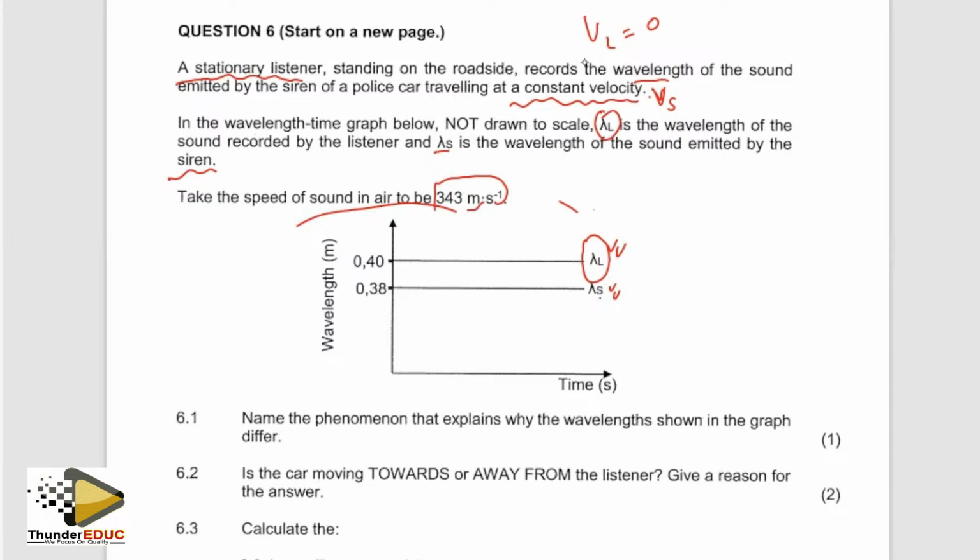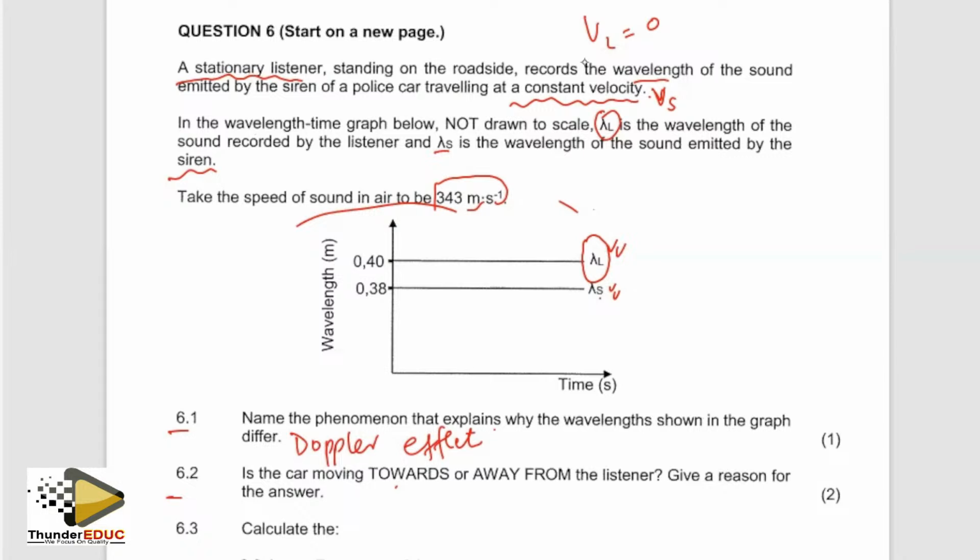All right, 6.1. Name the phenomenon that explains why the wavelength shown in the graph will differ. That phenomenon is what we call the Doppler effect. Then question 6.2: is the car moving towards or away from the listener? We must give a reason for the answer.